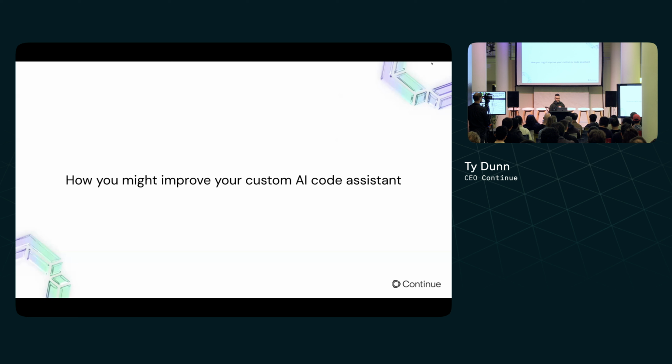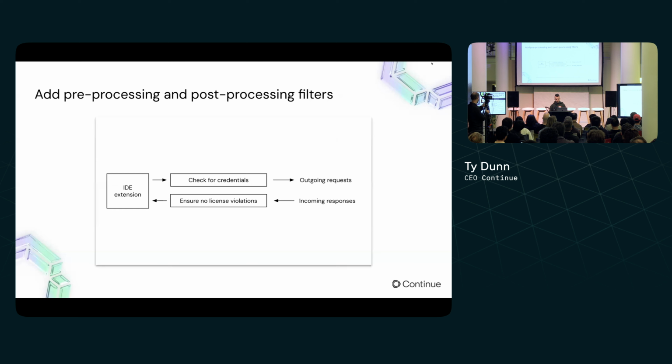And so there are many ways that you can actually go about improving it. I'll talk about three today. I'm happy to chat about more afterwards. We're very much in the early days of enabling people to improve their custom AI code assistants. So the first one is quite simple, but quite powerful for organizations.